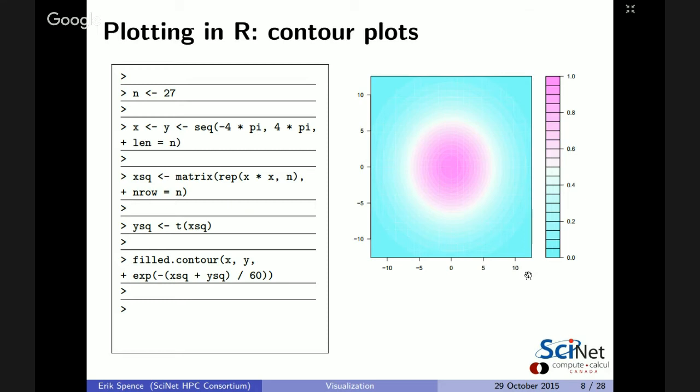By default, filled contour will create a color bar, as you see on the right-hand side. We'll tweak that in a later example, because in my opinion, there's way too much white space here. That's actually really hard to get rid of, as it turns out. I spent a whole day of my life figuring that out. Add a title. Questions? Okay.